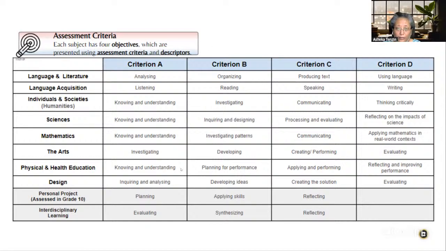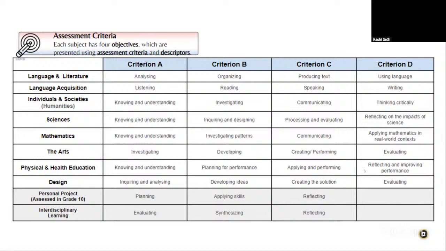And you assess these things on these criteria. So all subjects have 4 criteria; personal project and IDU have 3 criteria. Any questions? No questions?